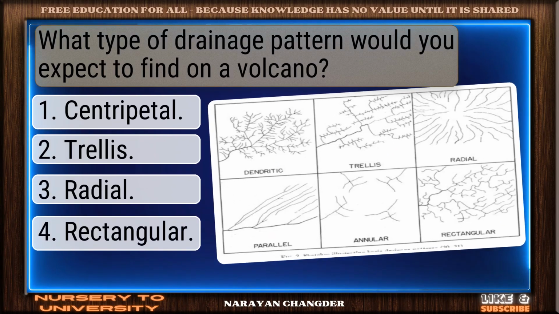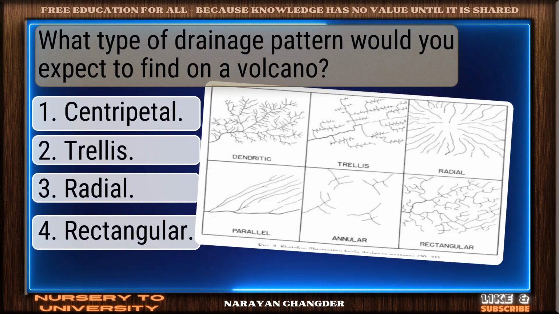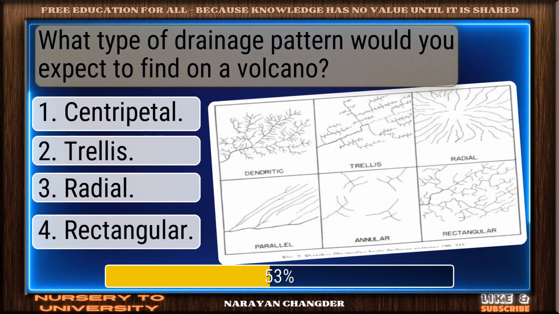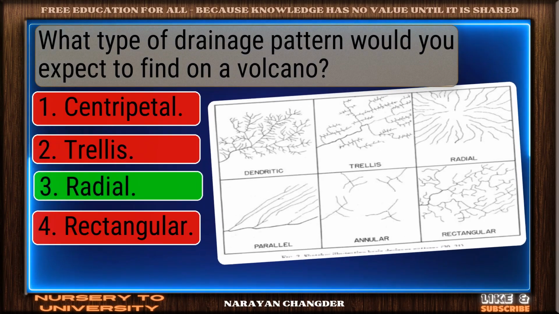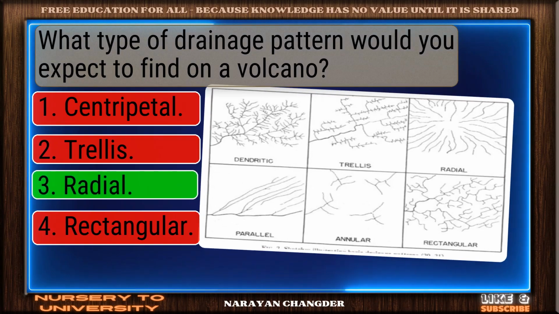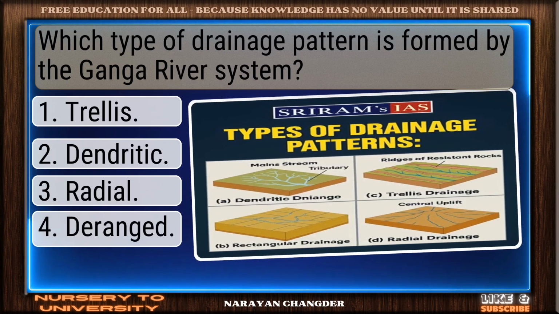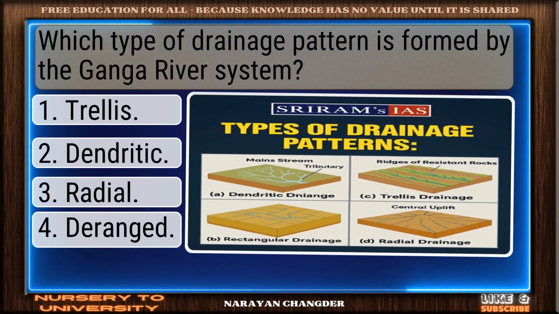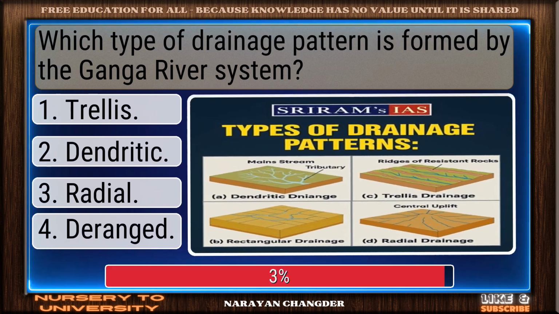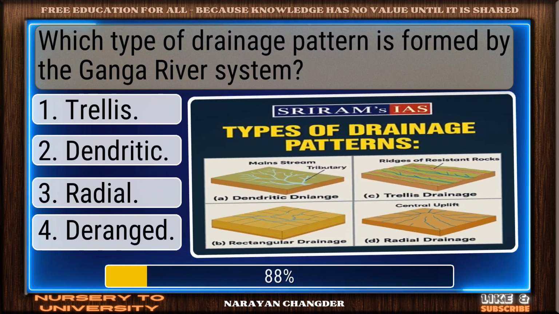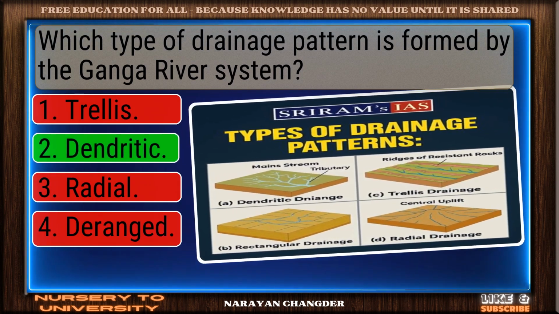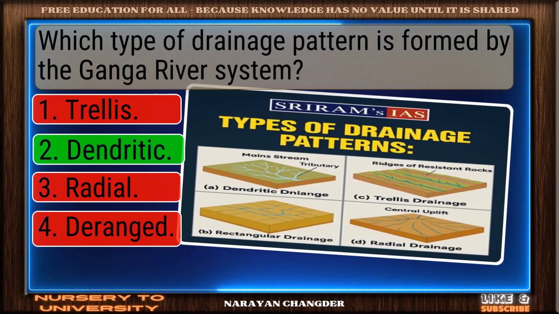What type of drainage pattern would you expect to find on a volcano? Right choice. Radial is the best answer. Which type of drainage pattern is formed by the Ganga River system? Great job. Dendritic is the accurate answer.